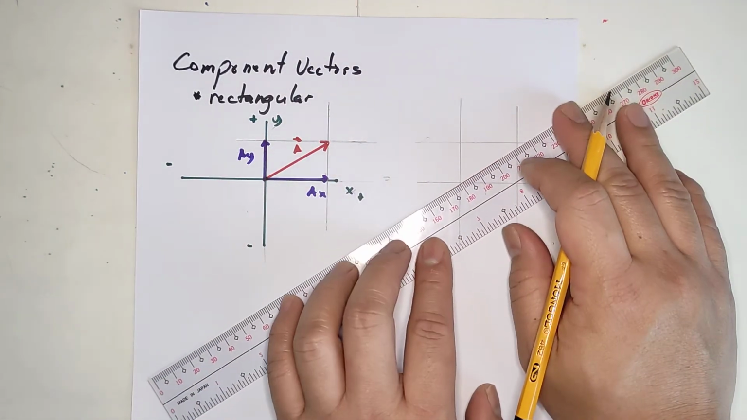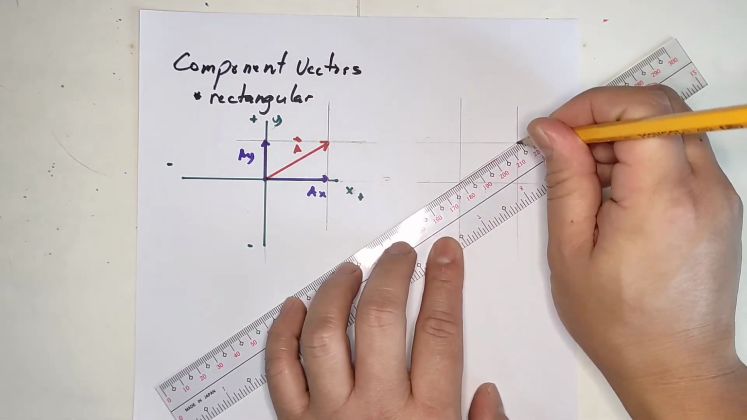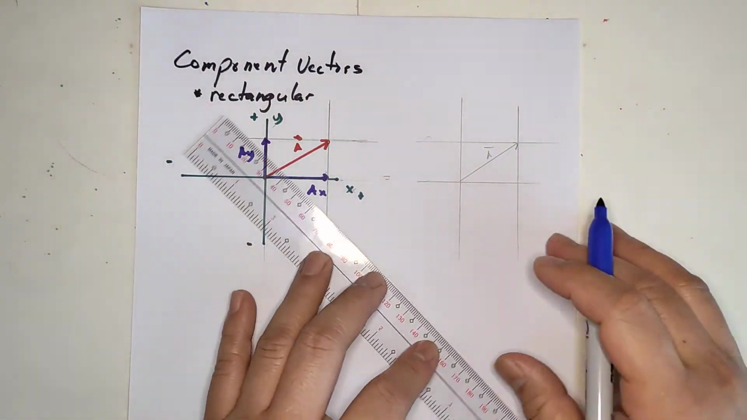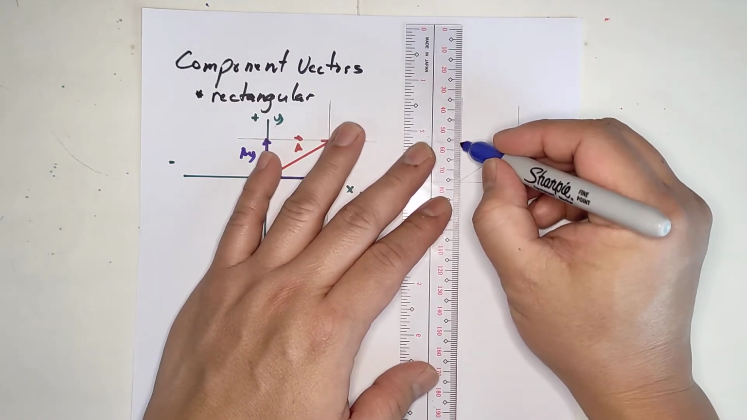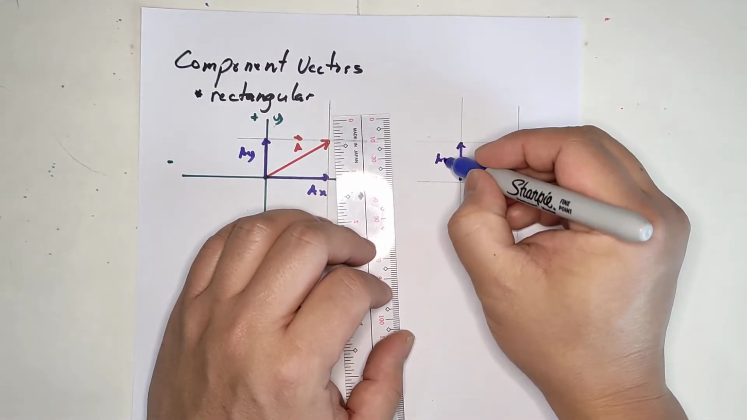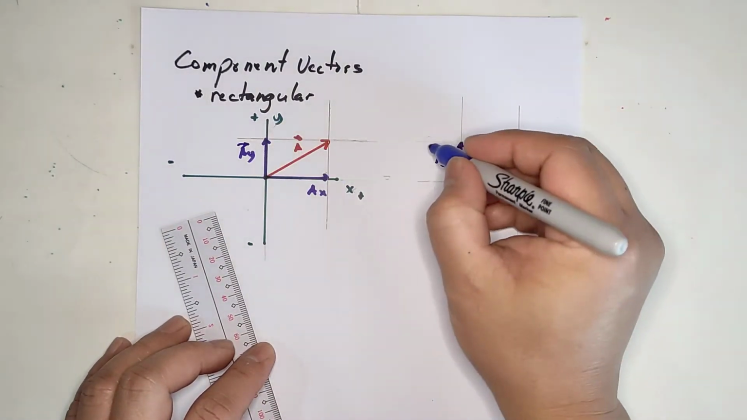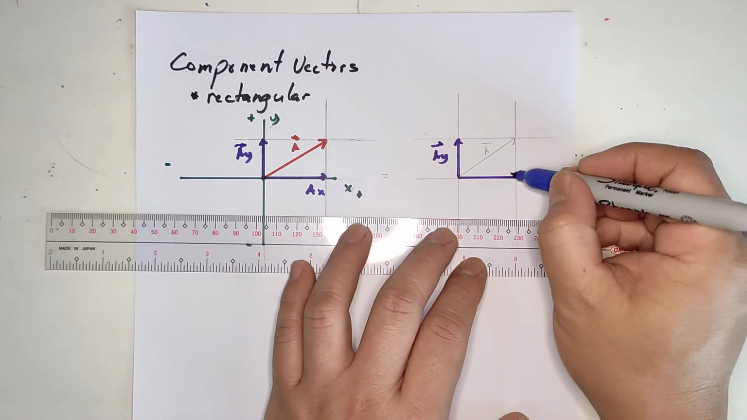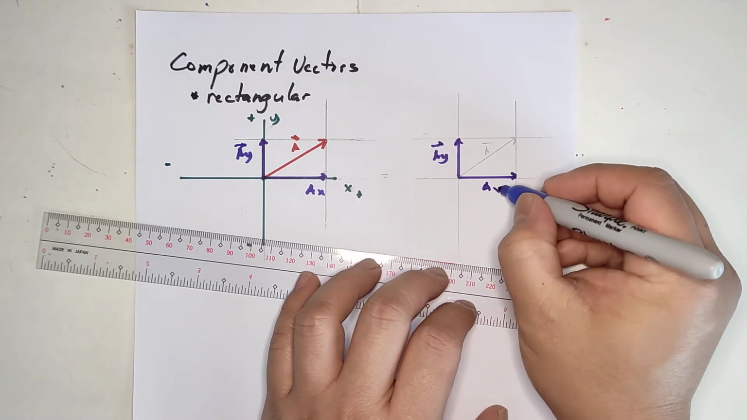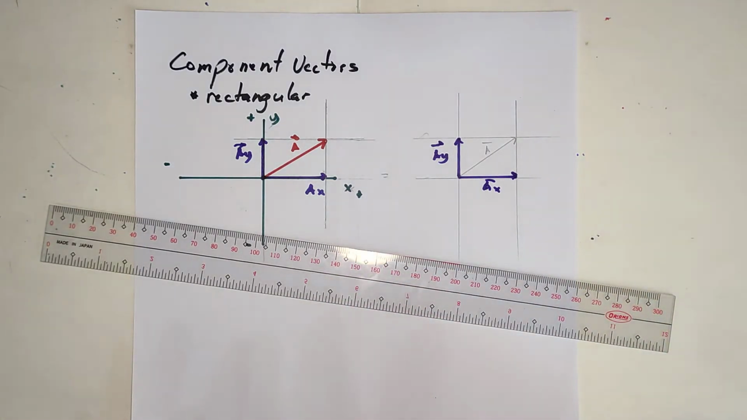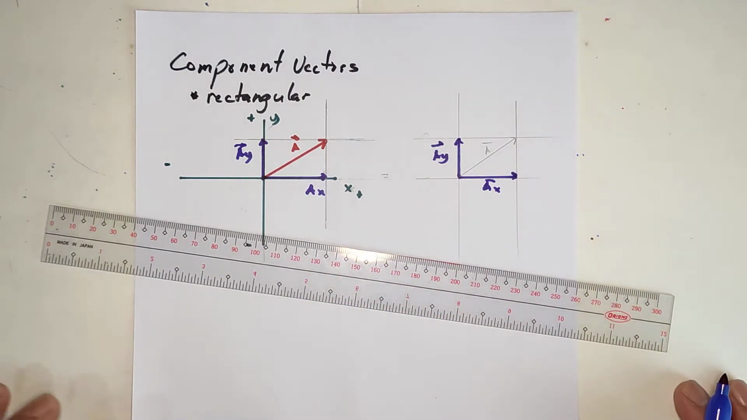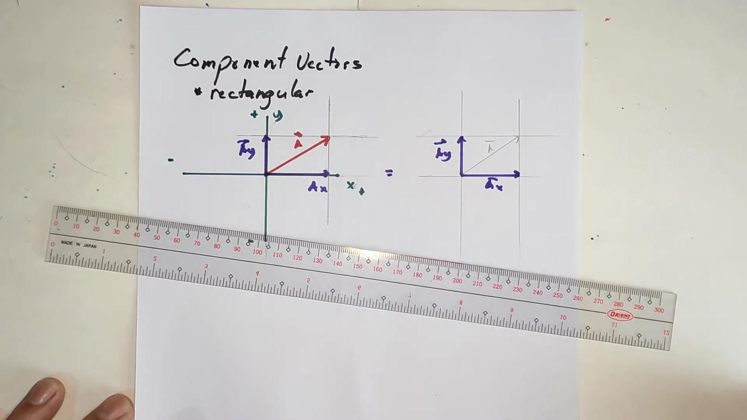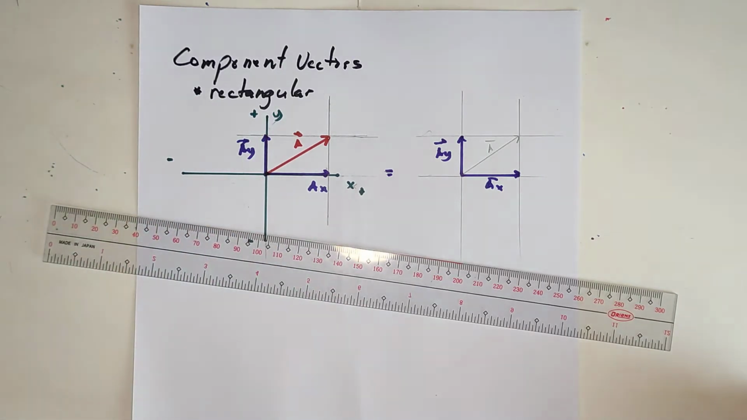A while ago, we have the A vector. Now, this A vector is the same as this component vector AY and AX. So, that's what we call the component vector. Now, take note, this is very important if we are computing for the resultant later on. So, you have to be familiarized with this, especially the positive and negative signs.